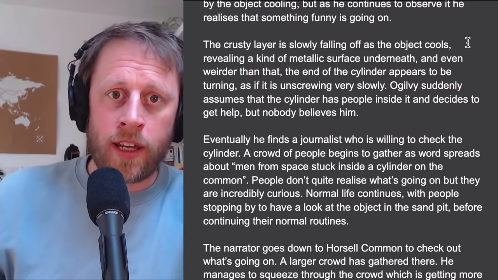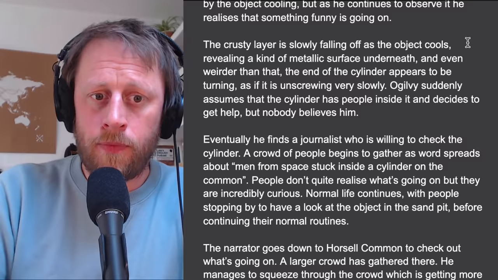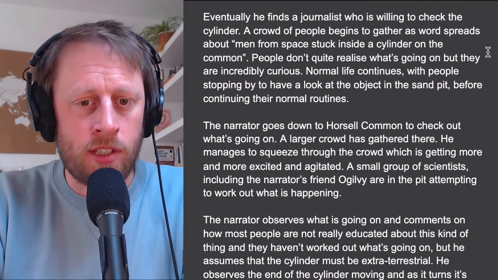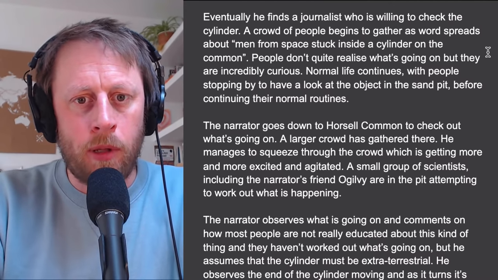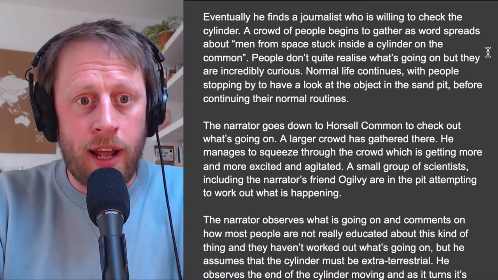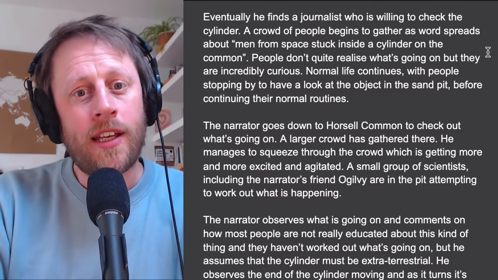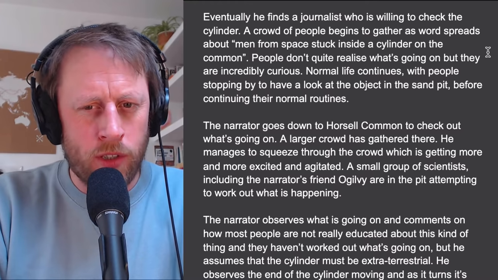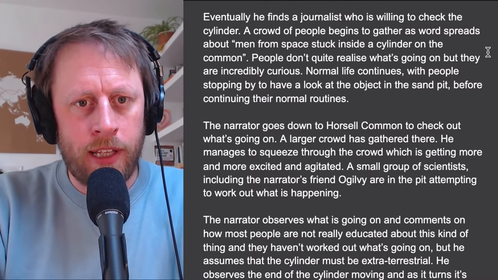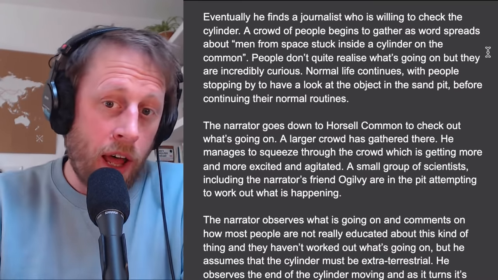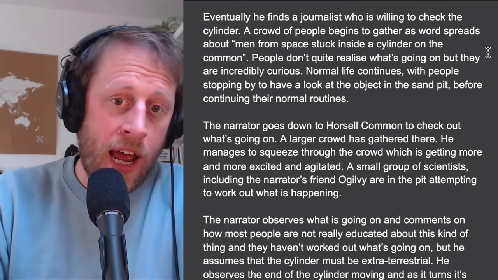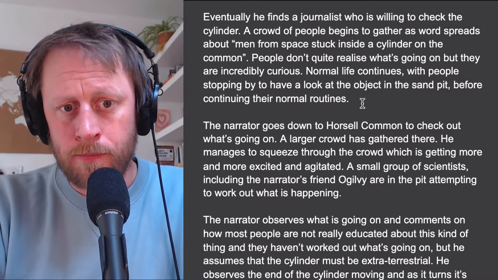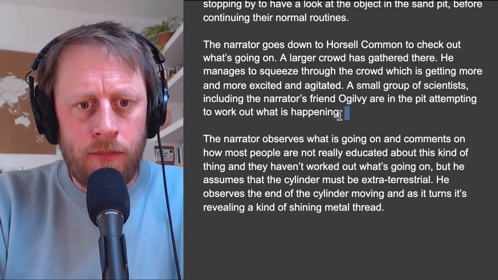And off he goes to try and get help, but nobody believes him. Eventually, he finds a journalist who is willing to check the cylinder. Henderson, his name is. A crowd of people begins to gather as word spreads about men from space stuck inside a cylinder on the common. People don't quite realize what's going on, but they are incredibly curious. Normal life continues with people stopping by to have a look at the object in the sand pit before continuing their normal routines.